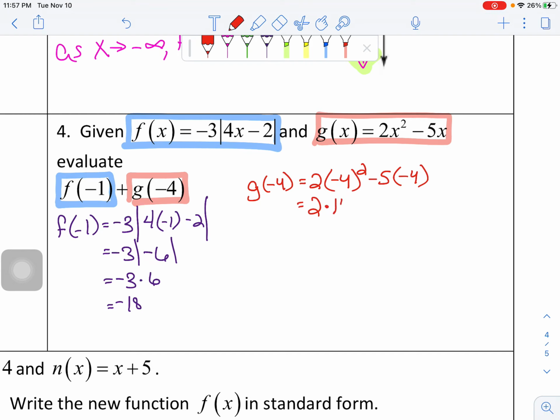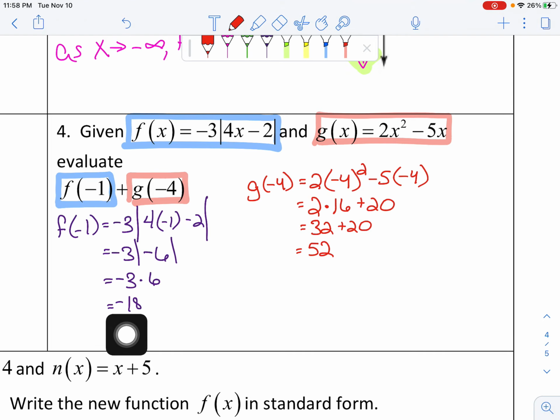All right. So that's going to be 2 times 16. Negative 5 times negative 4 is going to be positive 20. Let's see. 2 times 16 is 32. 32 and 20 makes 52.